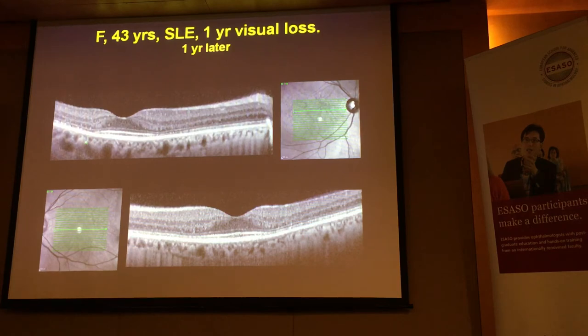One year later, you see the classical flying saucer sign on the OCT. Less marked here, but you can still see early thinning in parafoveal distribution.